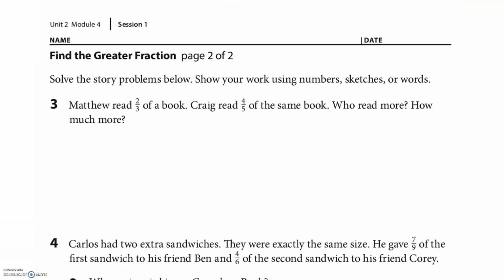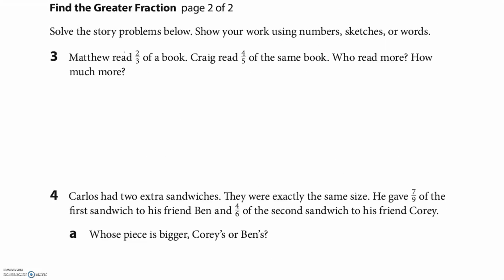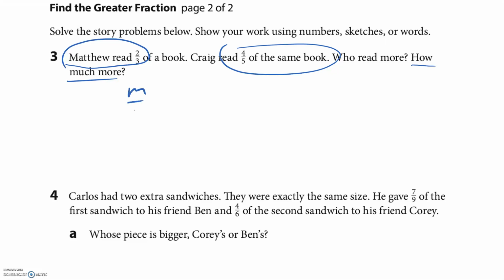Next page. So Matthew read 2/3 of a book. Greg read 4/5 of the same book. Who read more? And then they want to know how much more. So here's Matthew is 2/3, and Greg is 4/5. So let's first find our multiples. Here's our 3 and here's our 5.